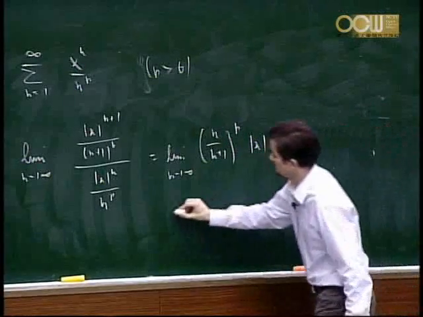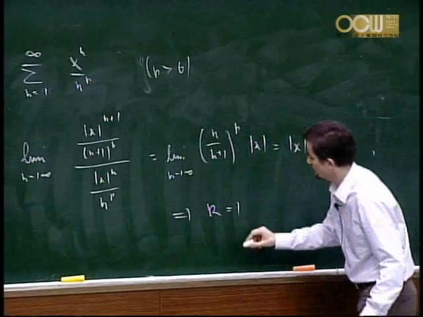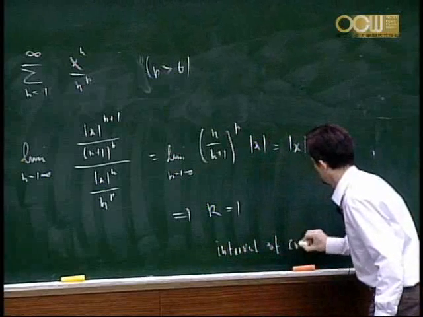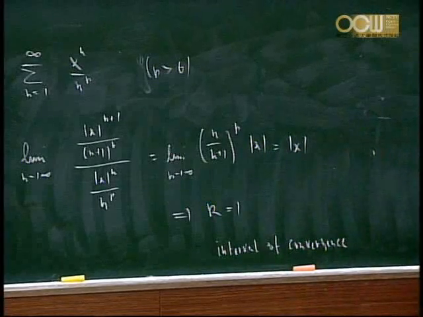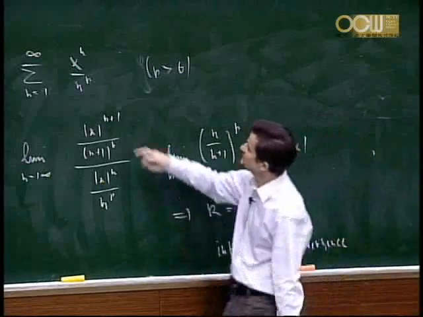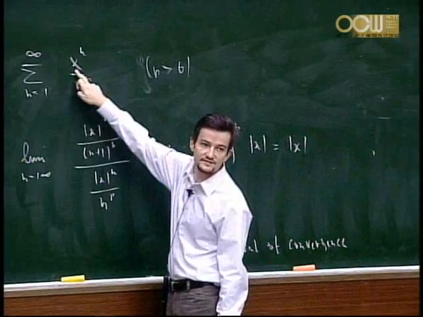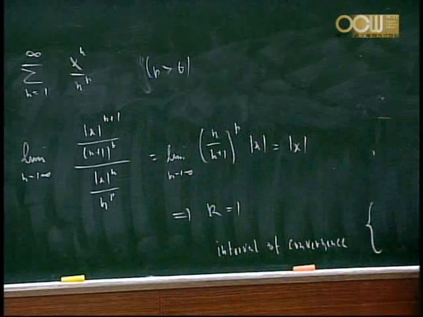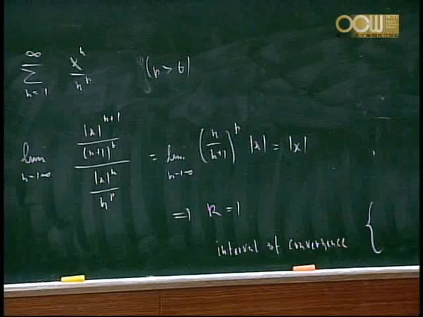Okay, so the radius of convergence is again 1. And the interval of convergence, you see, is from -1 to 1. But I have to check the two boundary cases. So if x is equal to -1, this series will always be convergent. If x is equal to 1, the series will be convergent only if p is larger than 1. So I have to look at two cases: one case, this one, and the other case, this one.